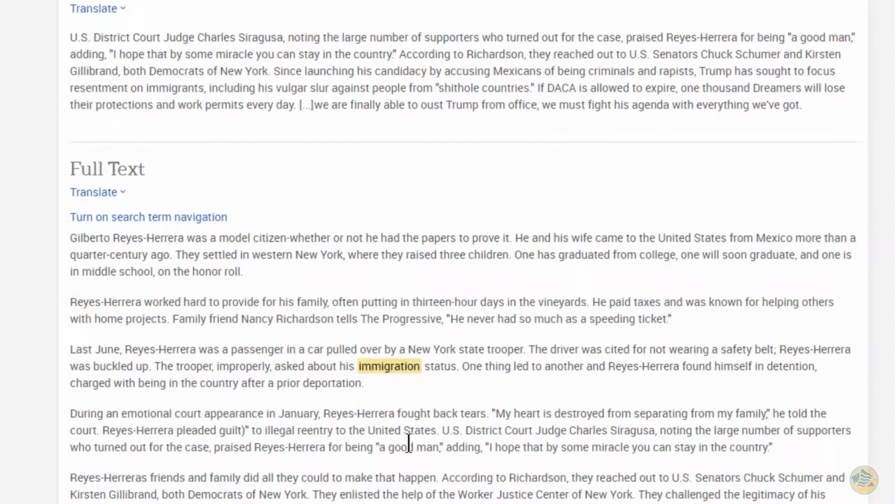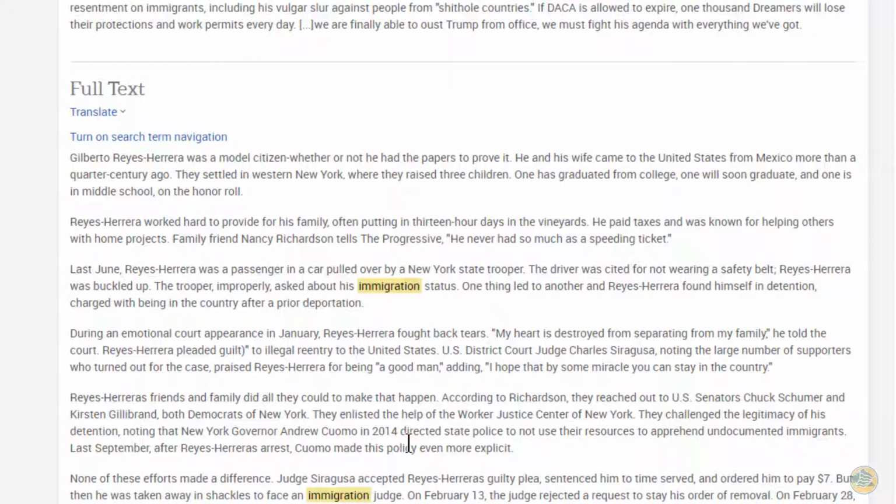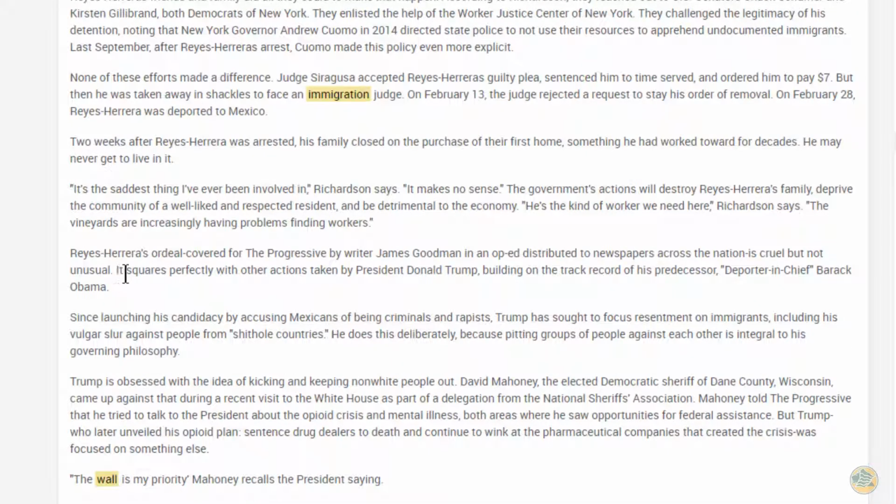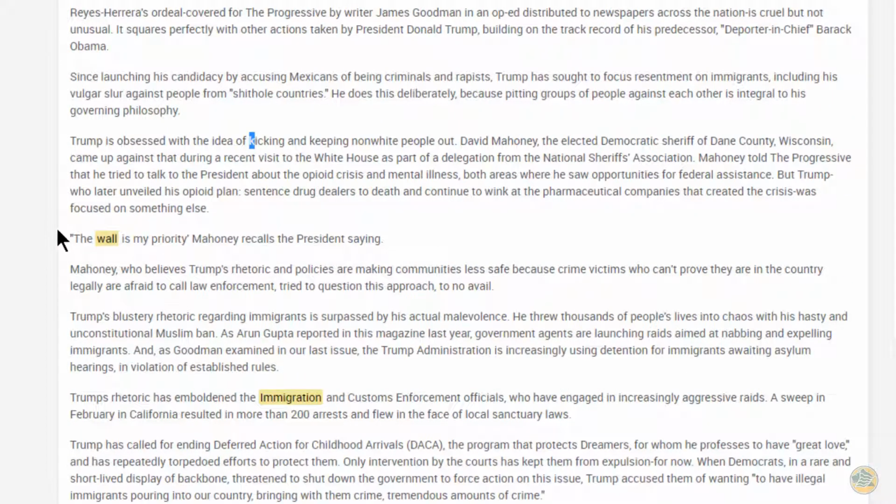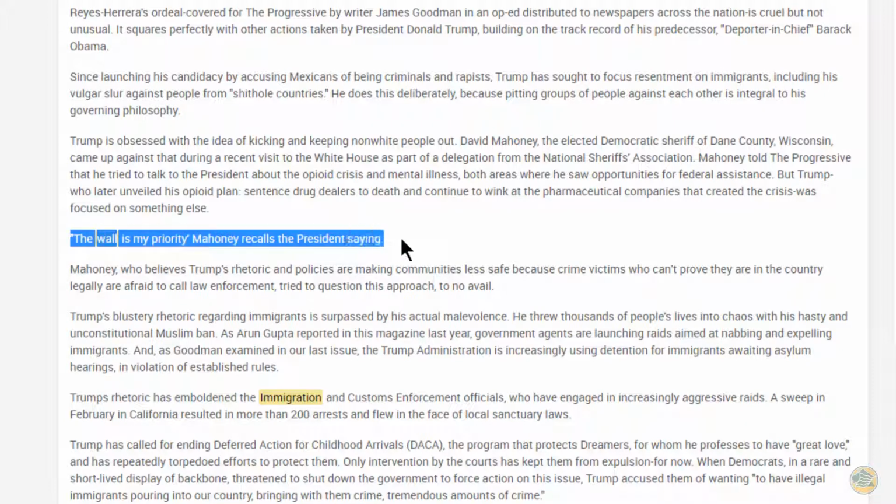Then as you go through this article, you want to look at what facts the person is putting out, how they are going about building authority with their audience and showing that what they are saying and their argument is true. They're saying the article squares perfectly with other actions taken by Trump. And they're not above name-calling here. Reporter-in-Chief Barack Obama. Okay, so one of the things that has been talked about is the wall that Trump wants to put up. And here we have someone recalling that the president said, "The wall is my priority."